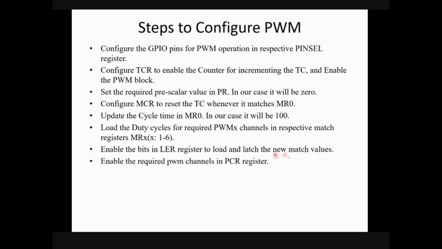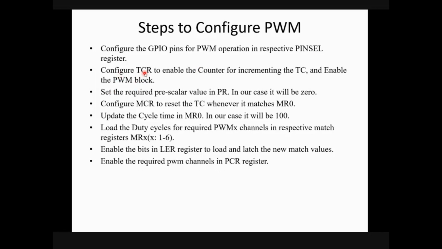And how to configure the PWM? First, configure the GPIO pin on your board, which is dedicated for PWM operation. On our board, there is one PWM output. That particular GPIO pin is controlled by one of the pin select registers, so we need to configure that pin select register.